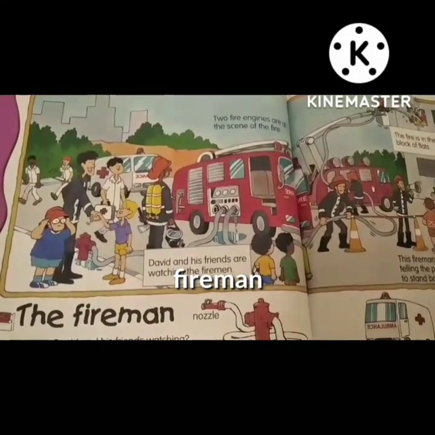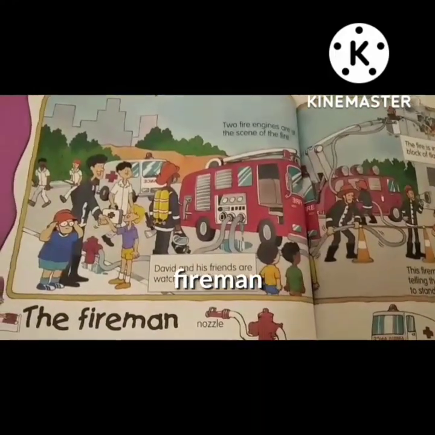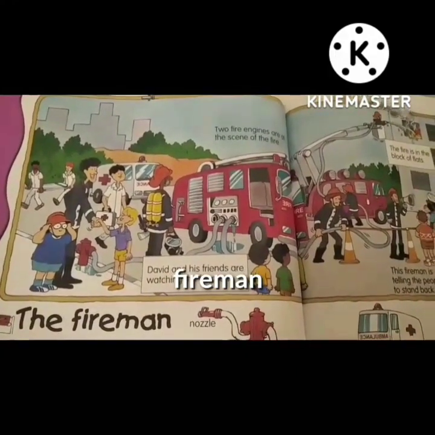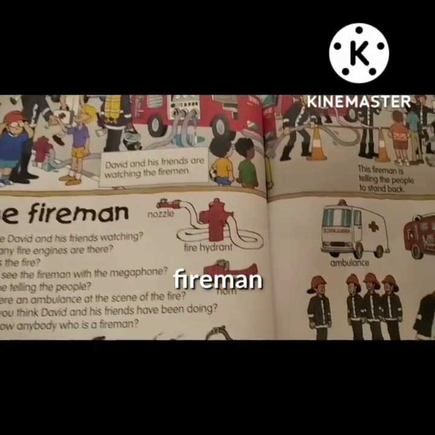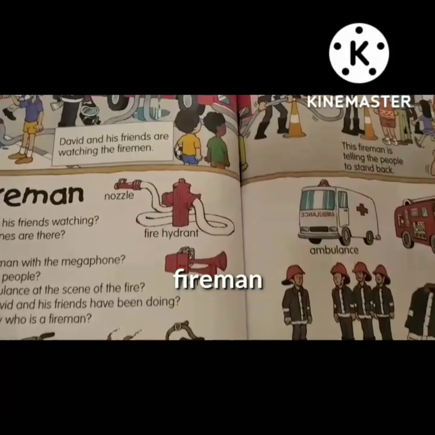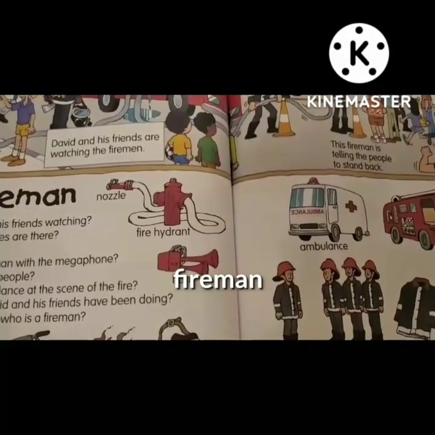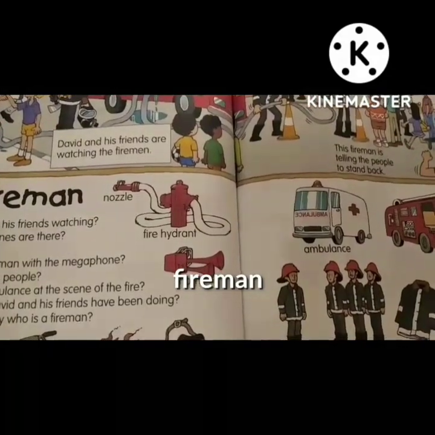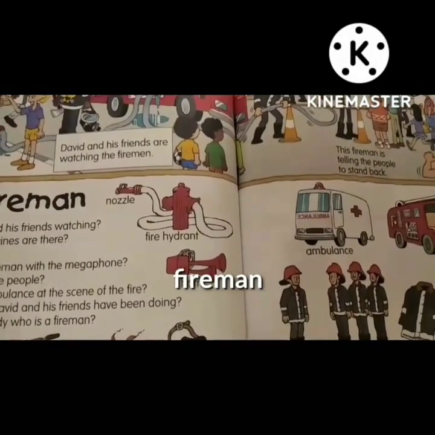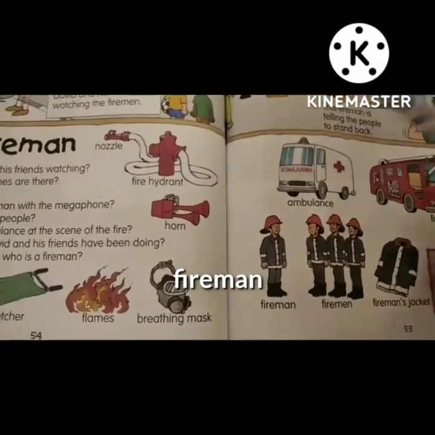The fireman. This topic is quite difficult and has different, difficult vocabulary. So first you have to learn and understand the vocabulary words. These vocabulary words must be understood by the child so he or she can communicate well. Let's read some vocabulary words.